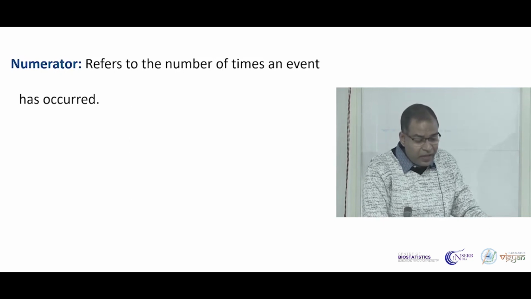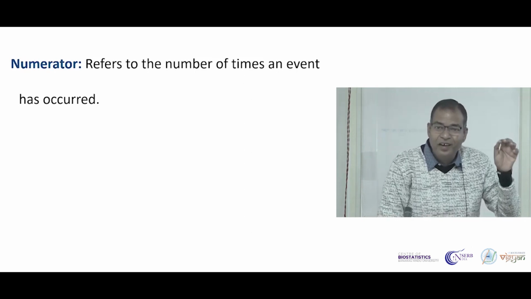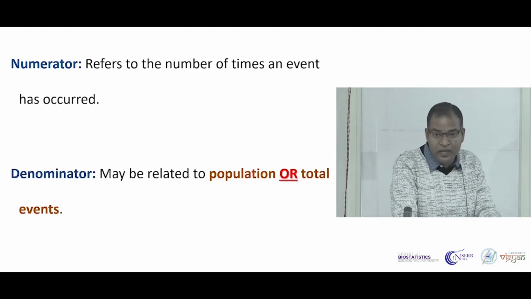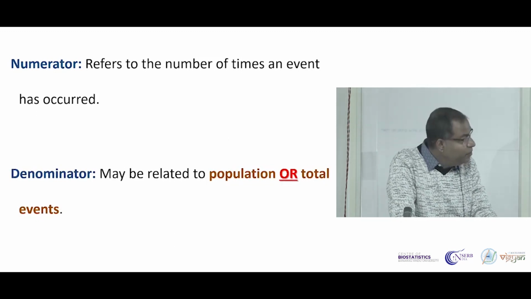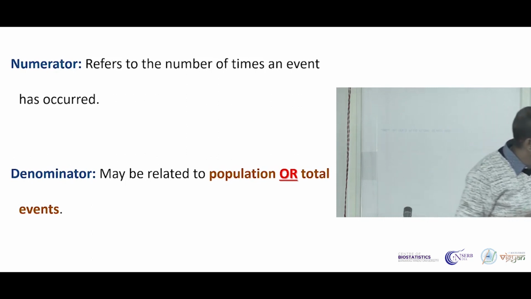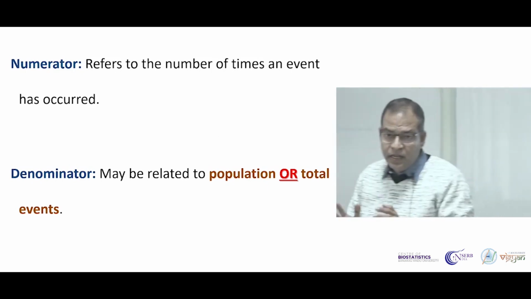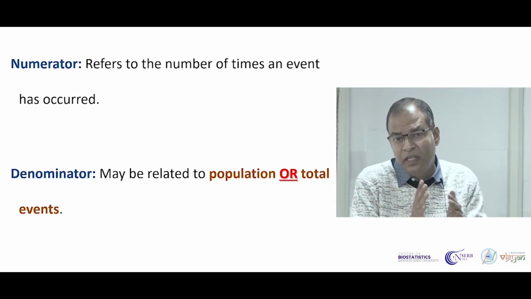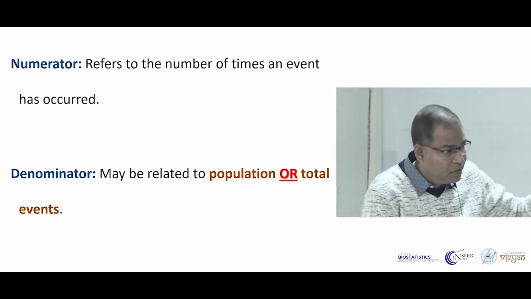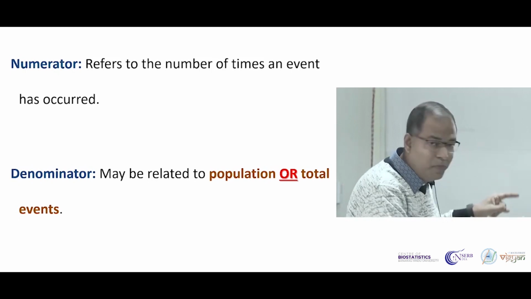So what is the numerator? The numerator is basically the number of times an event has occurred, the event which we are interested to calculate. And next is the denominator. Please remember, the denominator might be of two types. It might be related to the total population, or to the total number of events. Say for example, in a village, out of how many people died from food poisoning: number of people who died from food poisoning divided by the total population. This is basically the rate, where the denominator is the total population.